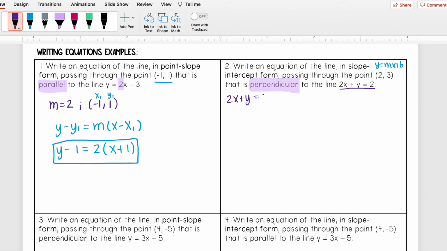So I'm going to have to first put this in slope-intercept form. To do that, I need to get y by itself. So I need to move my 2x to the other side, so I want to subtract 2x. And so I get that y is equal to -2x plus 2. Now I have it in slope-intercept form, and so I can tell that my slope here is -2.